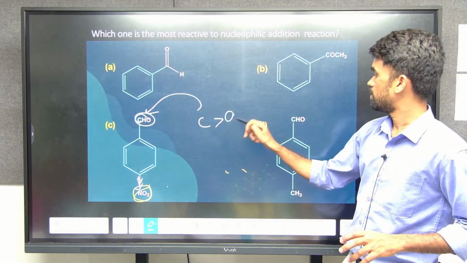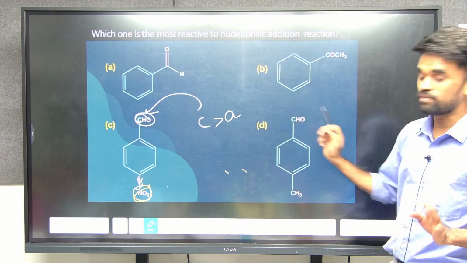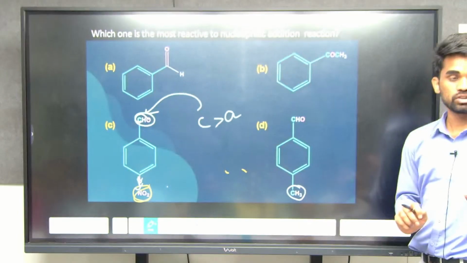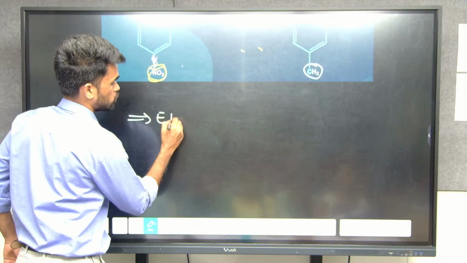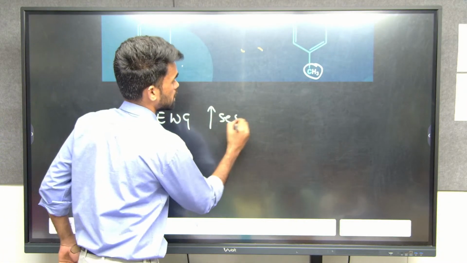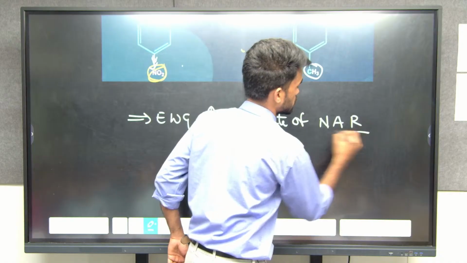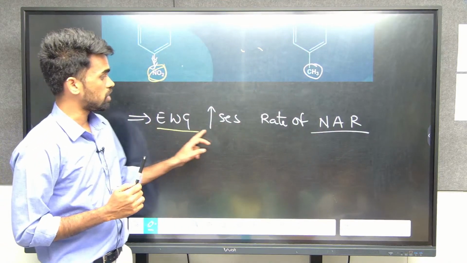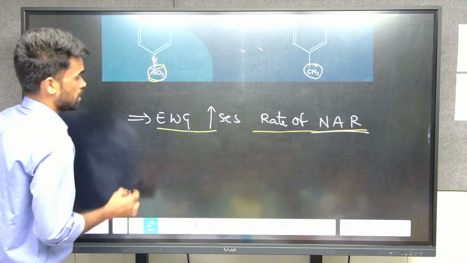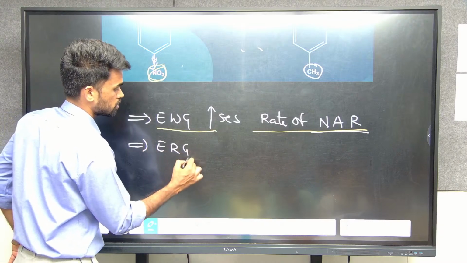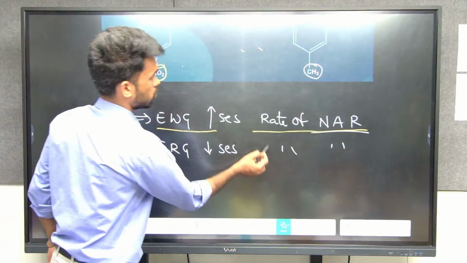After C, you tell me? A. Okay. After A, B, and least is D. Why? Because here what is the group we have? A releasing group. So you can say simply two statements. Electron withdrawing groups increase the rate of nucleophilic addition reactions. Whereas electron releasing groups decrease the rate of nucleophilic addition reactions. Now we will see one more question.